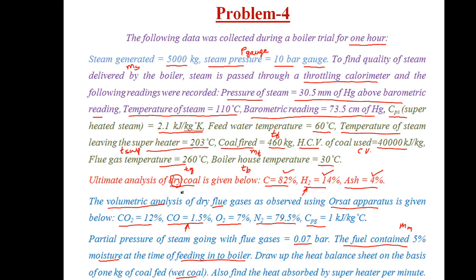Here the analysis is given on the basis of dry coal, but we are asked to find the analysis based on wet coal. Also find the heat absorbed by steam in the superheater per minute. This is one more additional quantity we have to find. We will write this data in tabular form, what is given, what we want to find out, and then which formulas we need to solve this problem, that we will discuss.